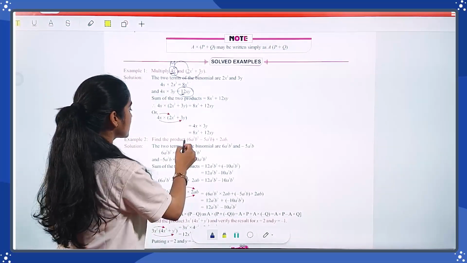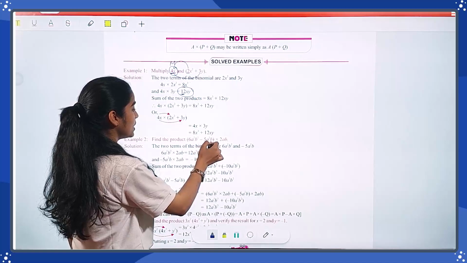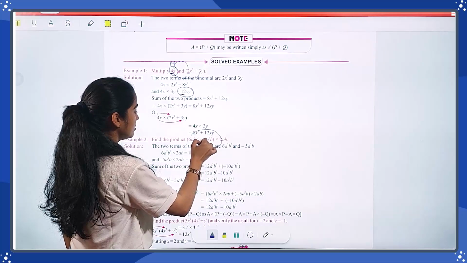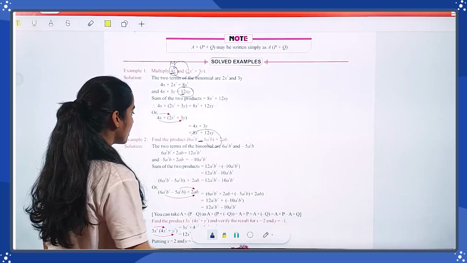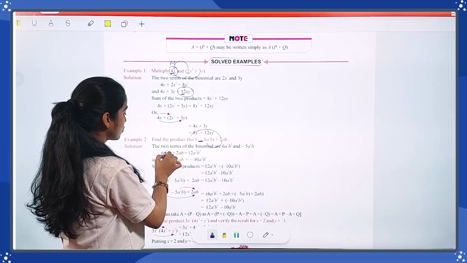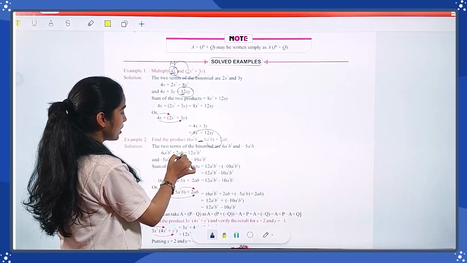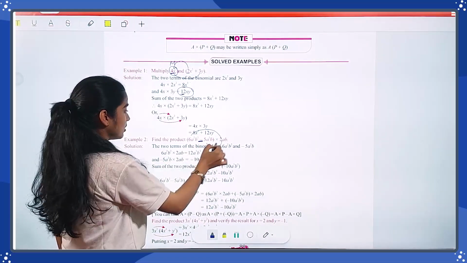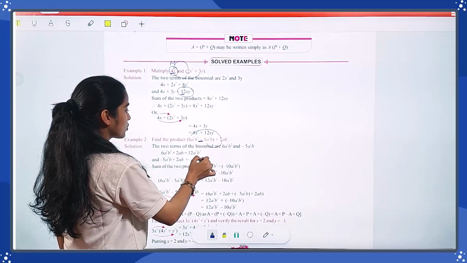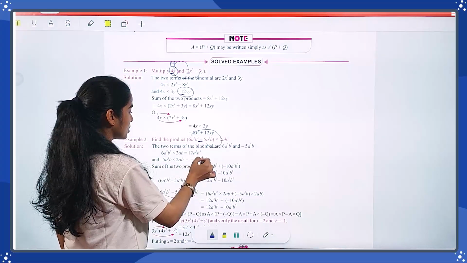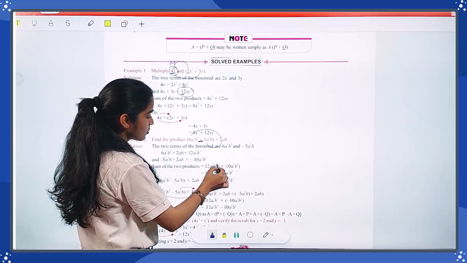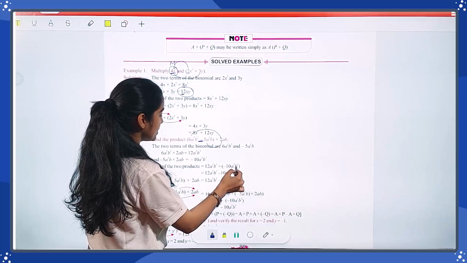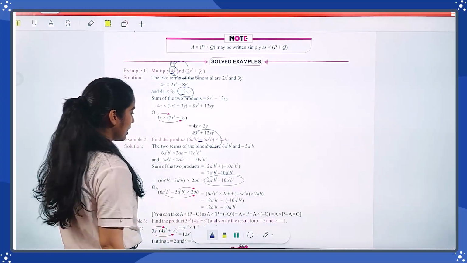Now find the product of 6a square b square minus 5a square b, multiplied by 2a. Again, multiply with the first term, then multiply the second, and just take the common sign between them. 6 2s are 12, 2 1 3, 2 1 3, so 12a cube b cube. Next, 5 2s are 10, a 2 1 a cube, b 1 b 2 b square. So 12a cube b cube minus 10a cube b square, and this is your final answer.